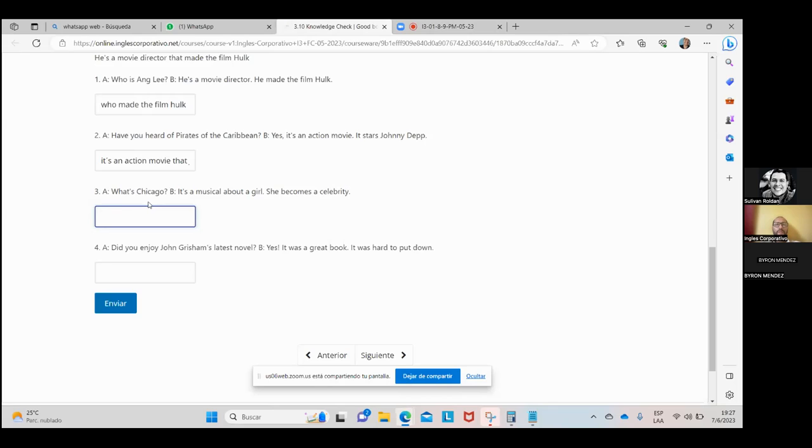Or we can use which. In which way? Which becomes a celebrity. Which is becoming a celebrity, yes. We can use it's a musical about a girl, which becomes a celebrity. You have a mistake right there. Yes, I see. Sorry. Okay. Becomes. Yes, in this way we need to use the S, right? Which becomes a celebrity. Oh, yes, in this way it's good for you. Yes, right. Okay.